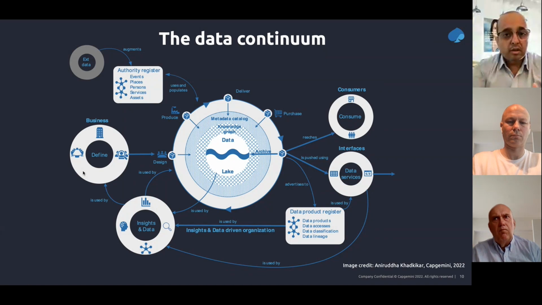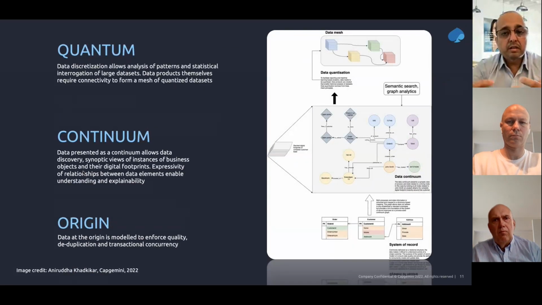So this whole continuum you can then see in the three views of data. So when you look at the systems of records and you look at how data is structured in the origin, it's modeled in a different way. And the purpose of that layer is to enforce quality, deduplication, and transactional concurrency. But then the continuum is where you have this entire connectivity of data being expressed in a lucid way, and that's where graph technology really comes into picture. And on top of that, then you have the quantum view of data, and that is something we have been very familiar with.